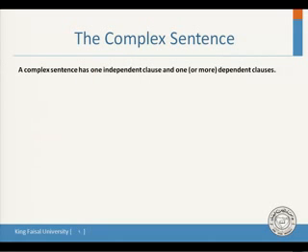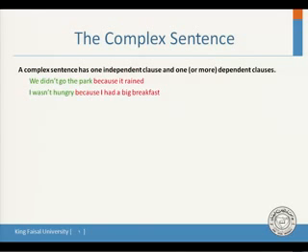More about the complex sentence. Look at these examples. We have more examples here. We didn't go to the park because it rained. Where is the dependent clause? Which one is the dependent? Dependent, child. Because it rained is the dependent. We didn't go to the park, independent. The whole sentence is a complex sentence.